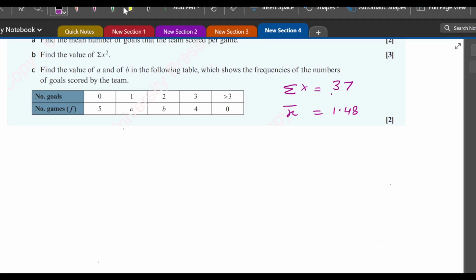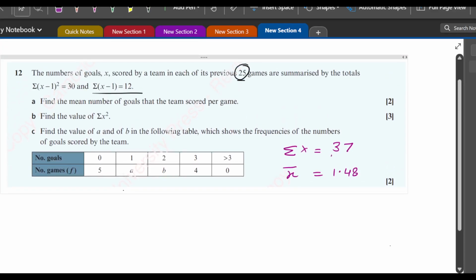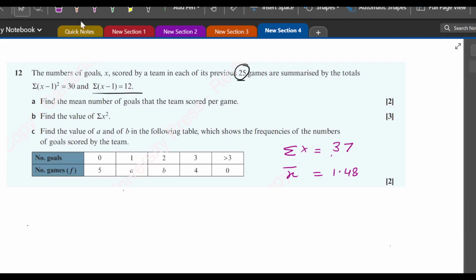Here again, in your problem they have given you summation of (x minus 1) the whole square, and this equals 30. So what I can do is expand this (x minus 1) the whole square inside the summation. It will become summation of (x square minus 2x plus 1), and this equals 30.